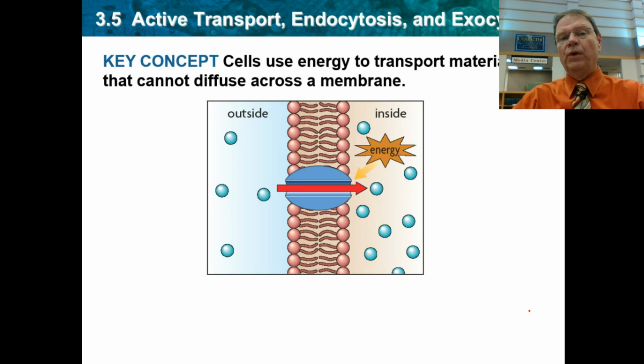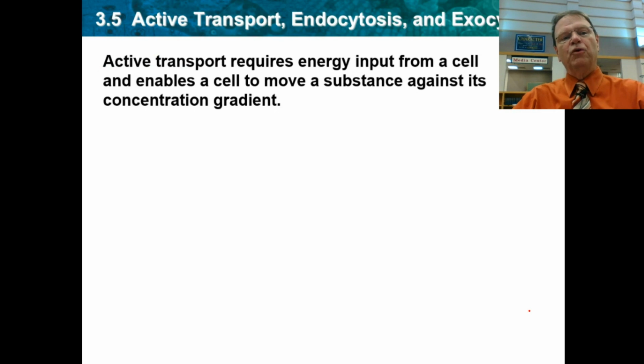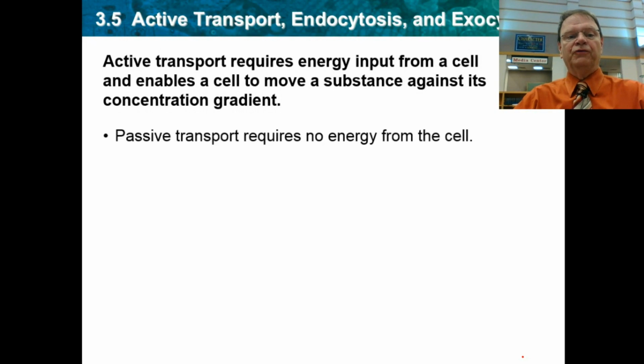And there's three different ways that this occurs. The first one we just refer to as active transport, where energy is used typically in the form of ATP, adenosine triphosphate, and there are proteins that are available on the cell membrane that move a substance against its concentration gradient. In other words, not from high to low, but from low to high.